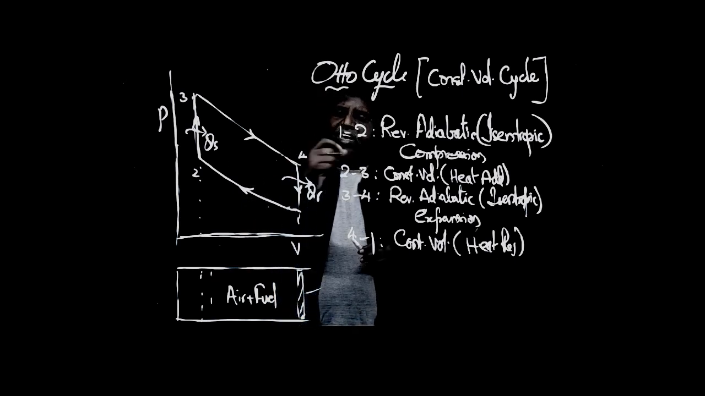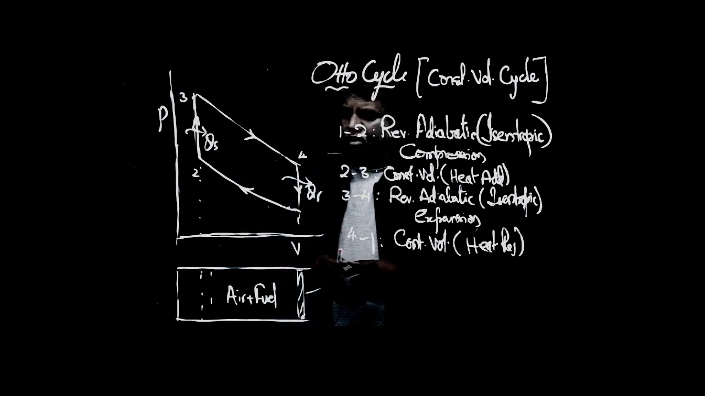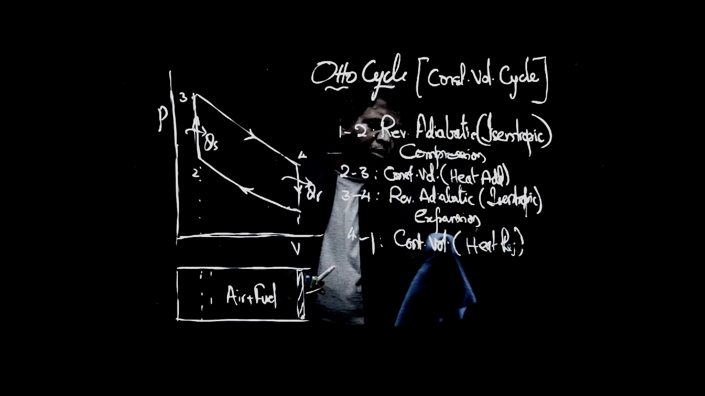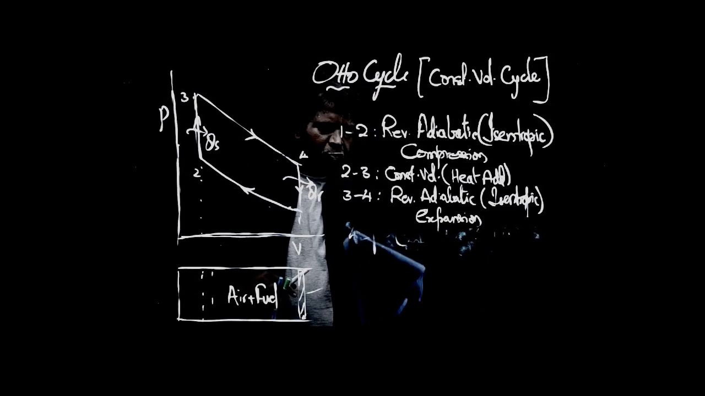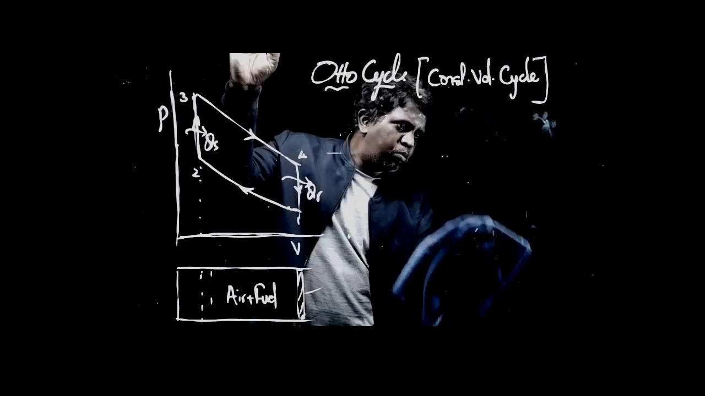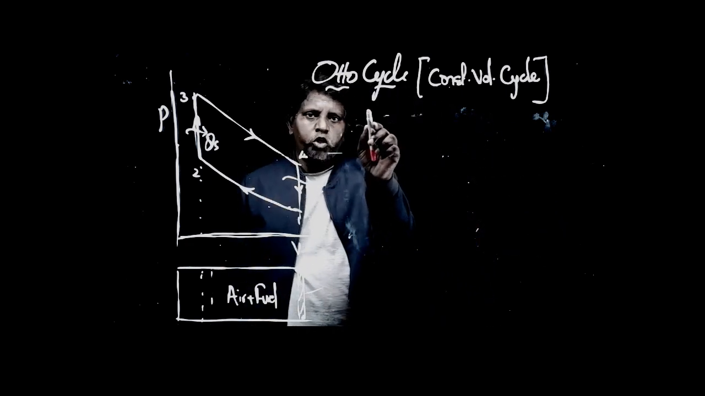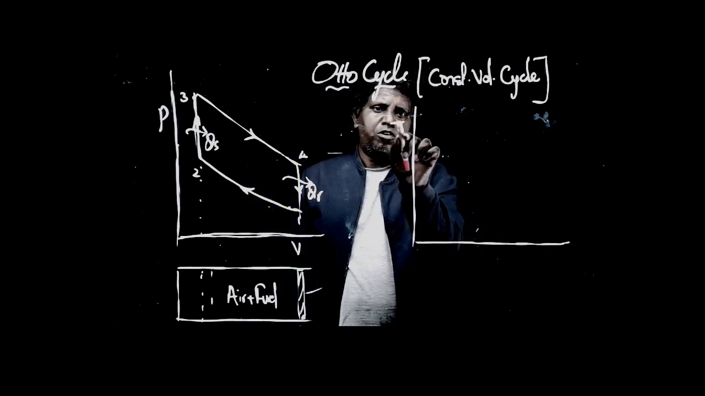What is that? The same cycle, if you represent it on a TS diagram, I can tell you that. For that, I should remove this figure. I'll remove these theoretical points that I wrote. Excuse me. Hope this is better. Let's move on. The same cycle I would like to show you on a TS diagram.